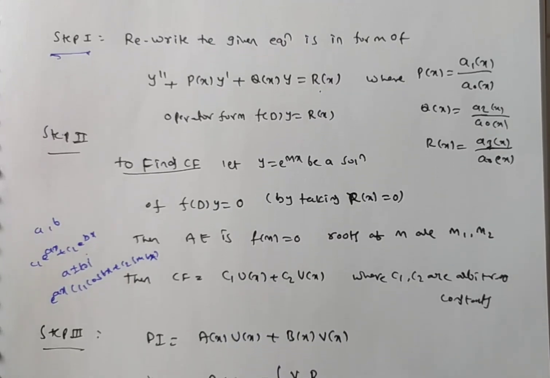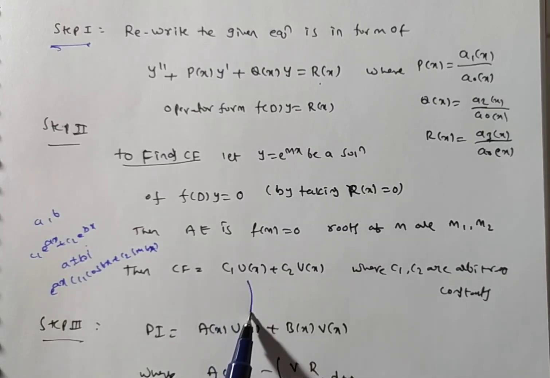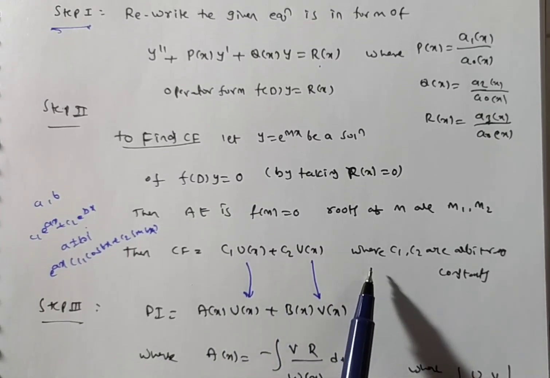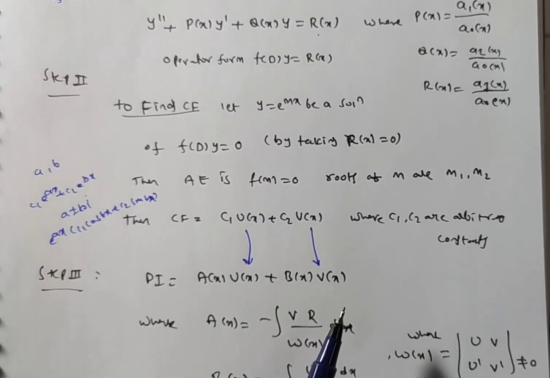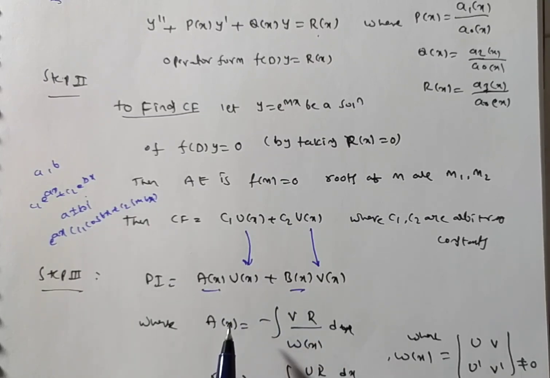From the complementary function we will get the particular integral in this method of variation of parameters. Here u of x and v of x are as they are. I am just replacing c1 by A of x and c2 by B of x to find the particular integral. In the complementary function, c1 and c2 are arbitrary constants. Now in the particular integral we need to find A of x and B of x. What is A of x? We have a direct formula: A of x is minus integral of v of x into r of x by W of x.